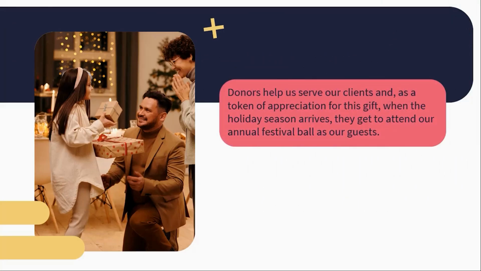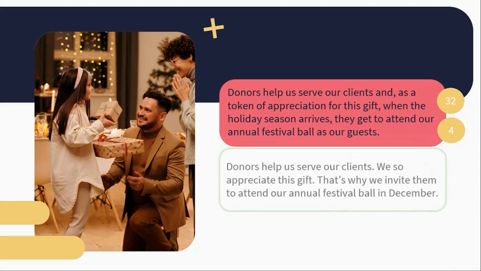Donors help us serve our clients, and as a token of appreciation for this gift, when the holiday season arrives, they get to attend our annual festival ball as our guest. Now take note, this sentence is 32 words long and contains 4 different thoughts. If we rework it like we've just explained, here's what we can come up with.